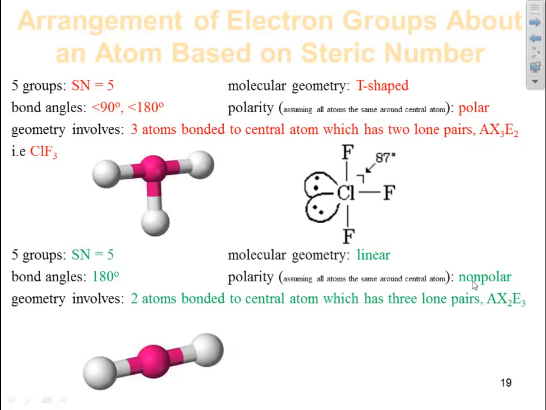This involves two bonded atoms with three lone pairs, an AX2E3 arrangement. Example, I3 minus. Okay, I end up with my three lone pairs on the equatorial and then my iodines on the axial. So we end up with our linear arrangement.